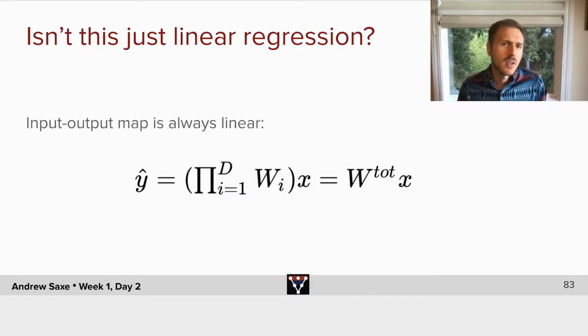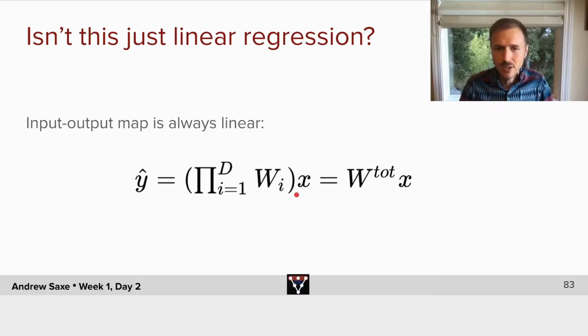Now, that's all quite interesting, but you might have a little worry in the back of your mind, which is we're training a deep linear network. So aren't we just doing linear regression? After all, the input-output map that we're learning is always linear, right? So if we're looking at what this deep linear network is computing, it's just computing the product of all of its weight matrices times the input.